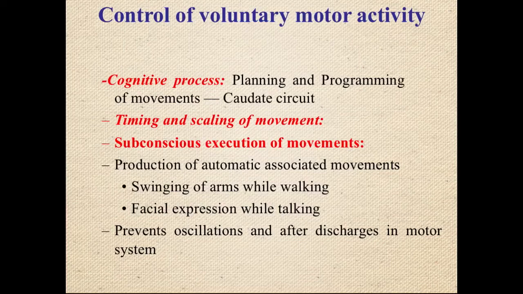That facial expression while talking and swinging of the arm while walking, that is automated associated movement, that is also executed by the basal ganglia. So if any abnormality happens within these basal ganglia connections, this subconscious execution of associated movement will be lost. There won't be swinging of the arms while walking, there won't be any facial expression while talking. That condition is called masked face, like you will talk but there won't be any expression.